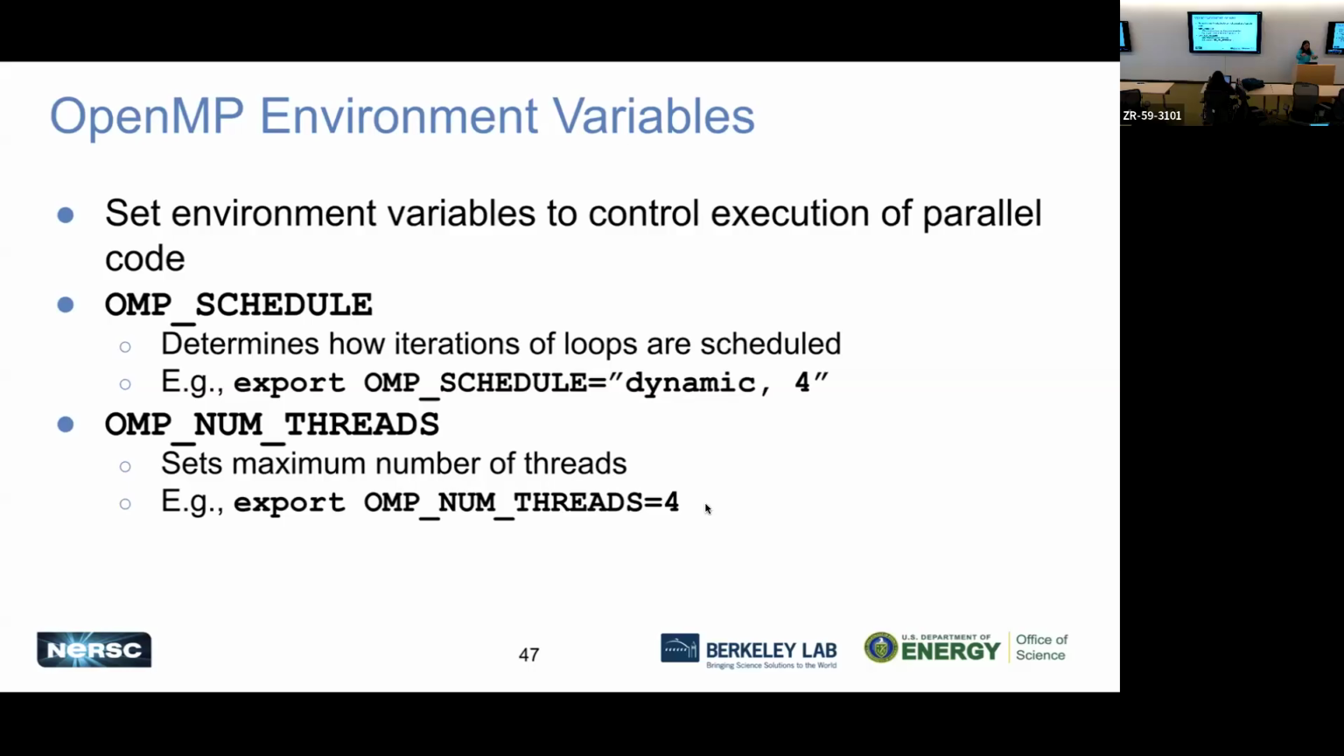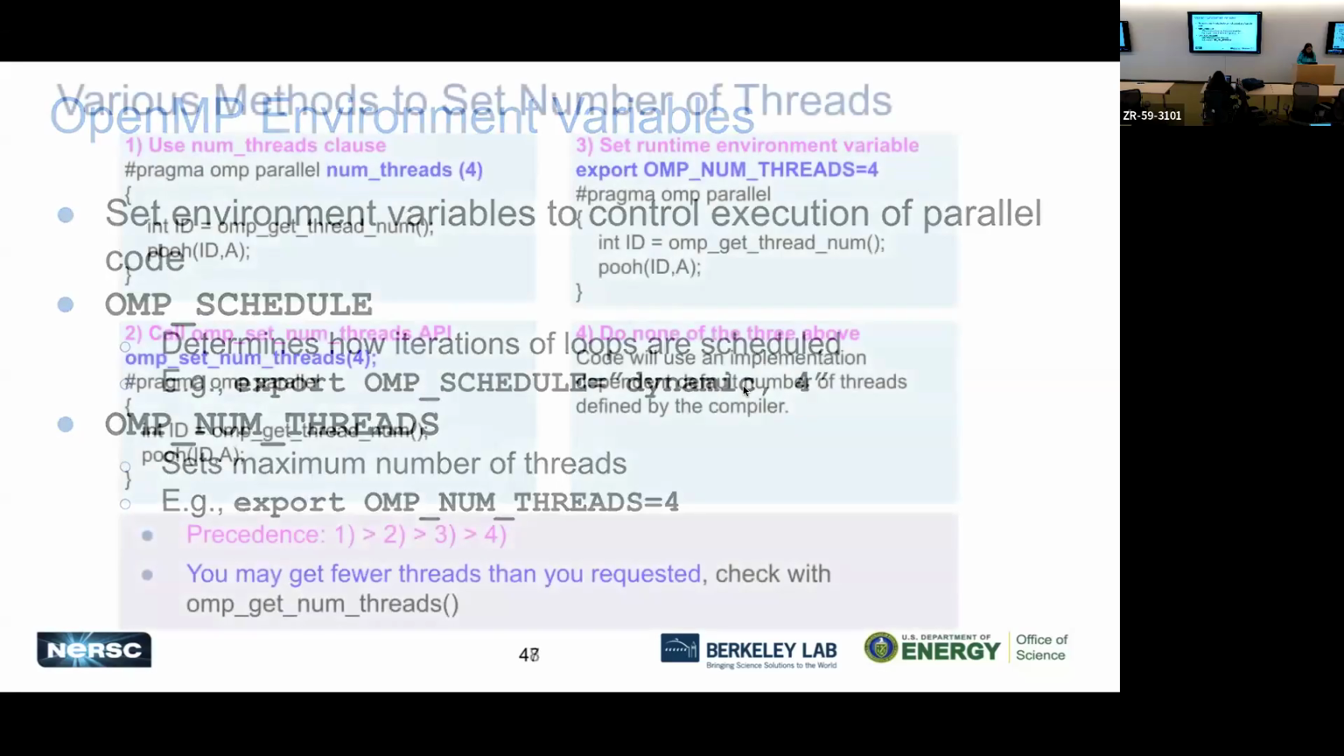It'll use 4. And if you change this number, you set export OMP_NUM_THREADS equals 16, and you run the same executable, that executable will use 16 threads. Similarly, there's a schedule you can set. Schedule, we were talking about static, dynamic, and a chunk size. So the type and the chunk size, you can also set through an environment variable here.